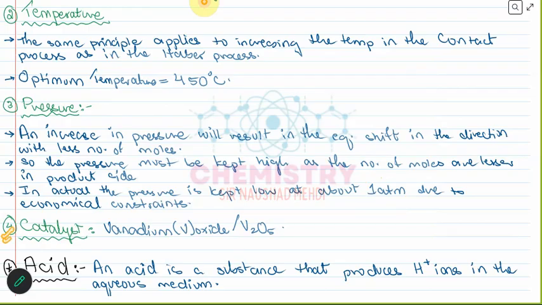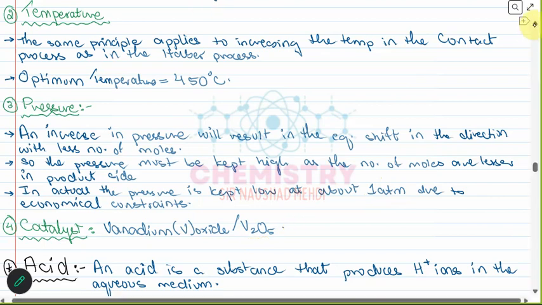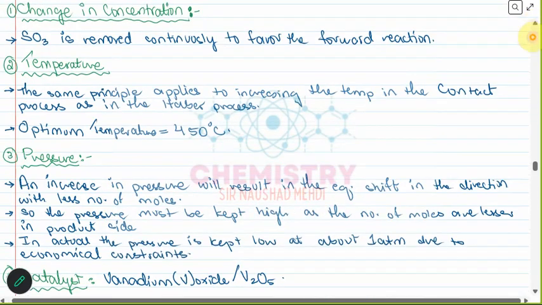And the last thing is the catalyst. In the Haber process, iron was used as a catalyst, but now we will use vanadium oxide, V2O5, as the catalyst. So this is the catalyst for the contact process, which is V2O5. Did you get it?